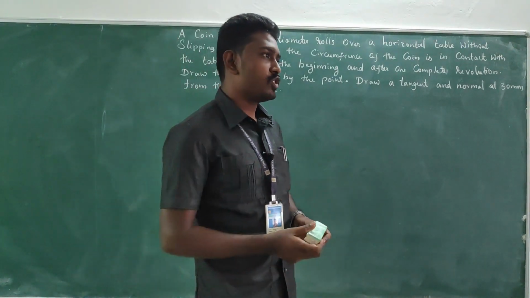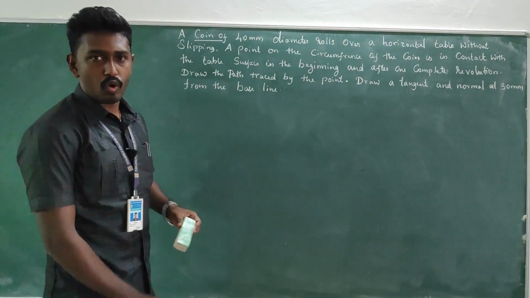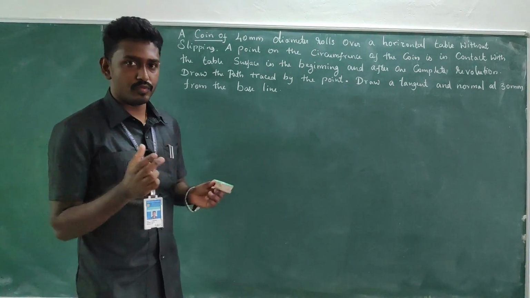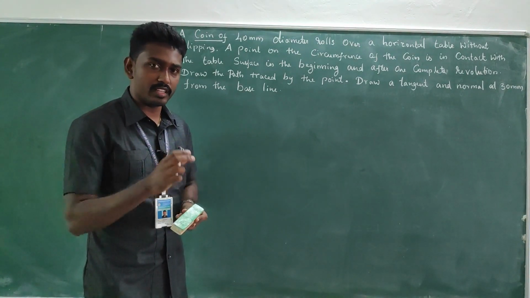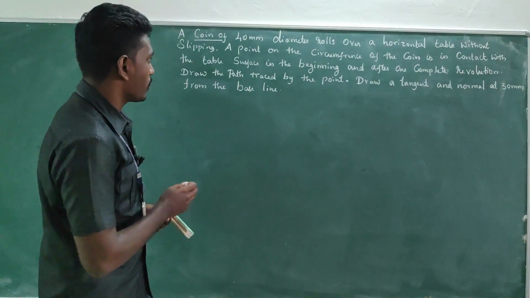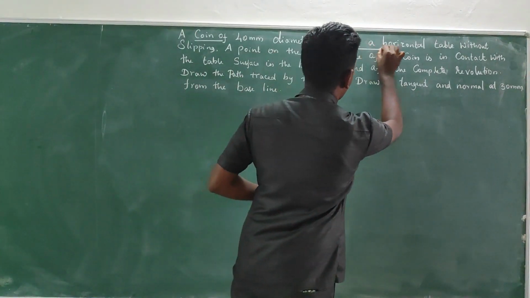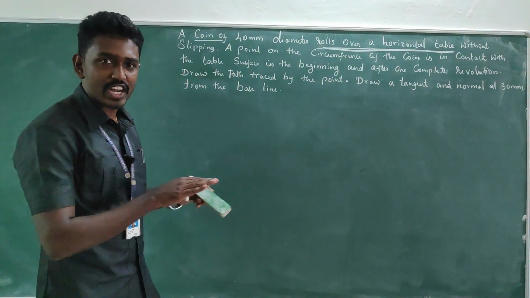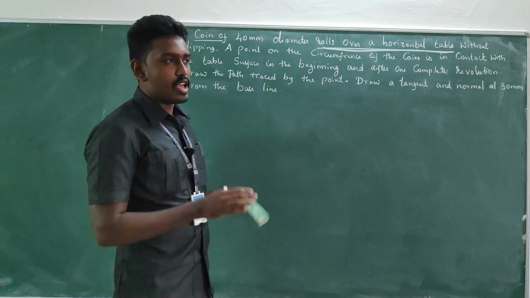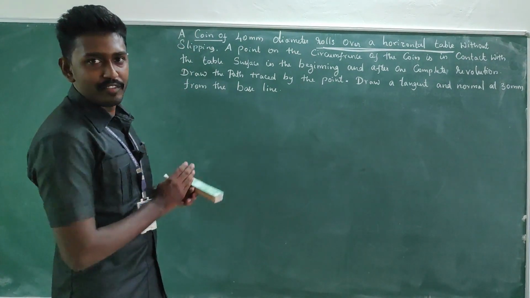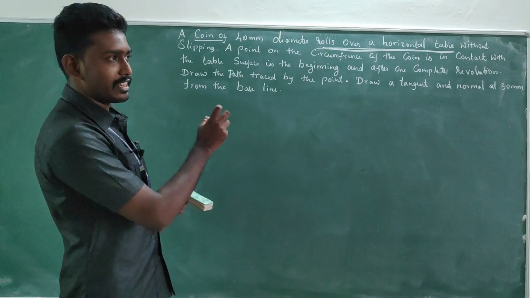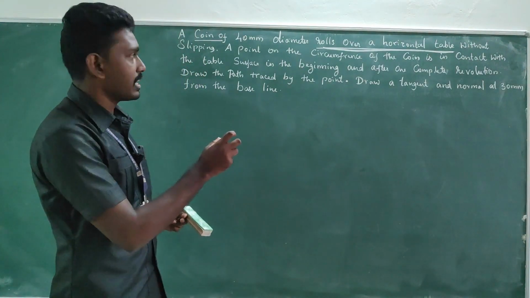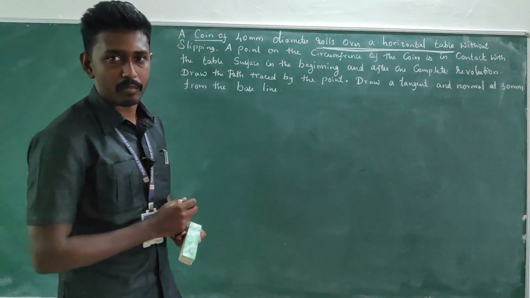See, a coin of diameter 40 mm. Coin, in the sense, we are well familiar with. That means a circular object. It rolls over a horizontal table. What does that mean? A horizontal table means a straight line path, am I right? It's a flat surface. So crystal clear, we can grasp the thing. It's nothing but a cycloid. The circle is rolling on the straight line path, on the horizontal platform, am I right?